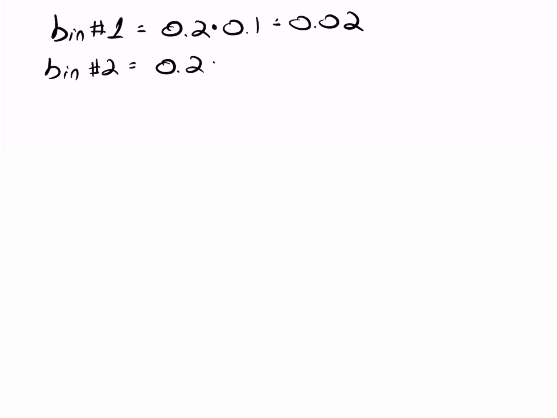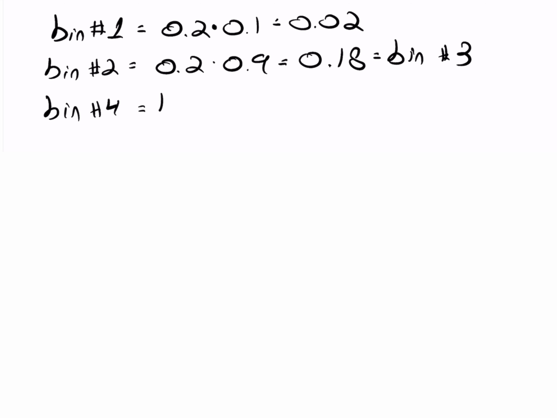At bin number 1, we have 0.2 times 0.1, which is 0.02. At bin number 2, we have 0.2 times 0.9, which is 0.18. Bin 3 is just like bin 2. And for bin number 4 and 5, we have also 0.02.